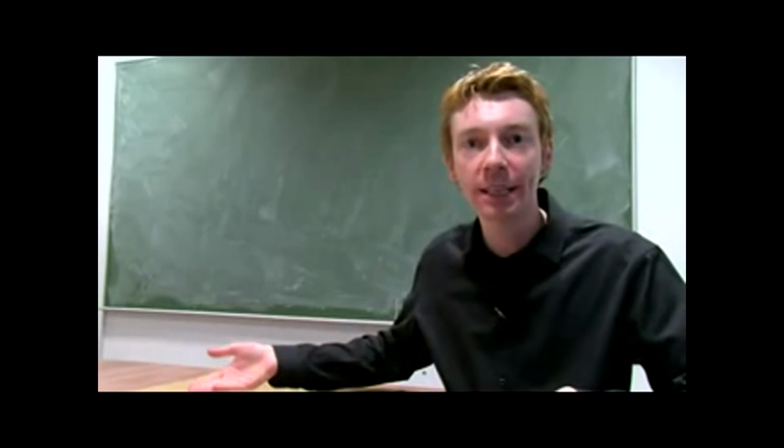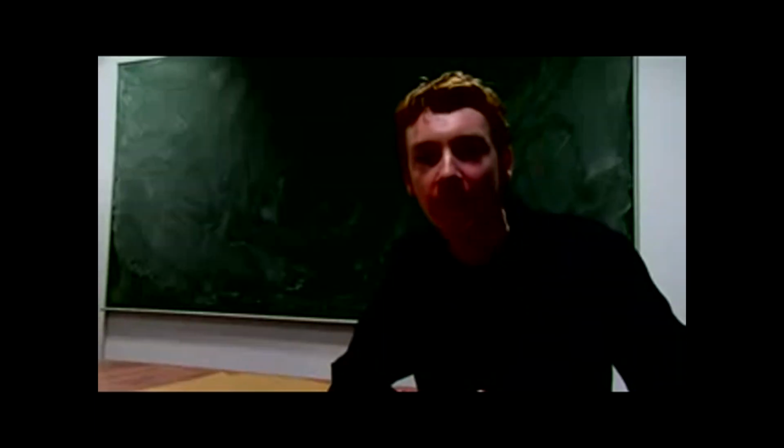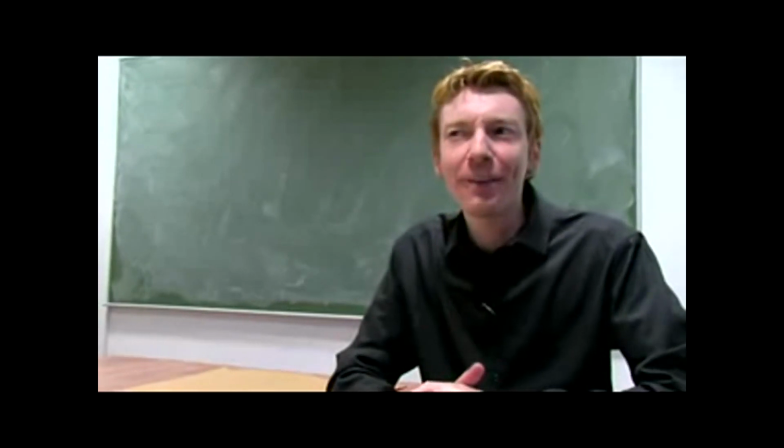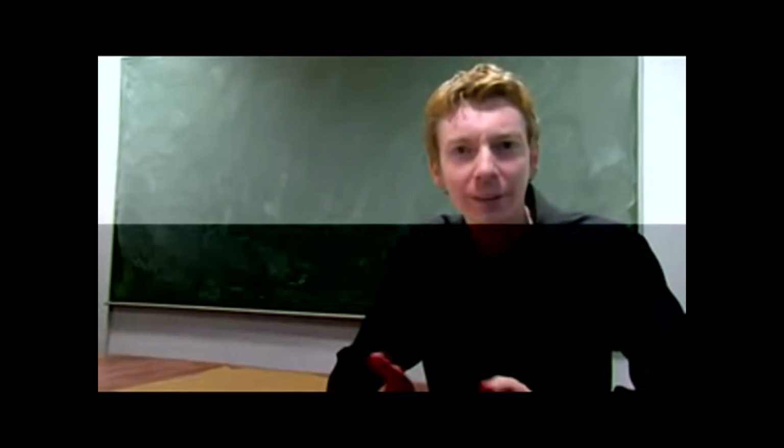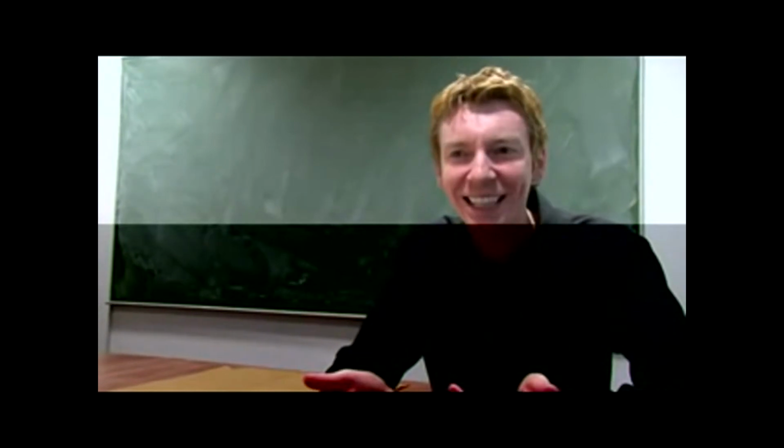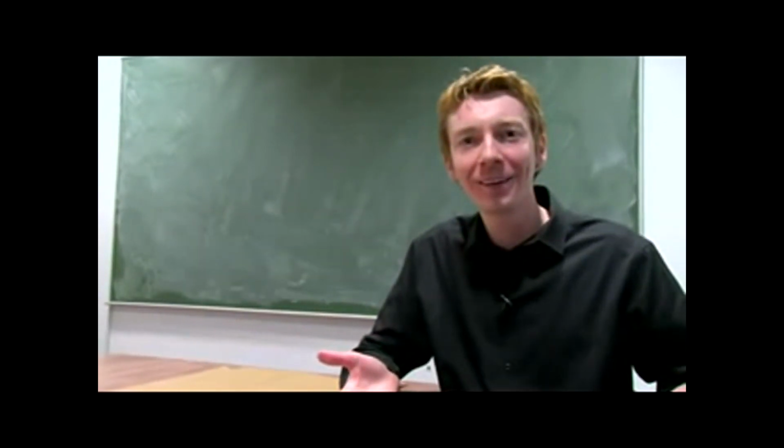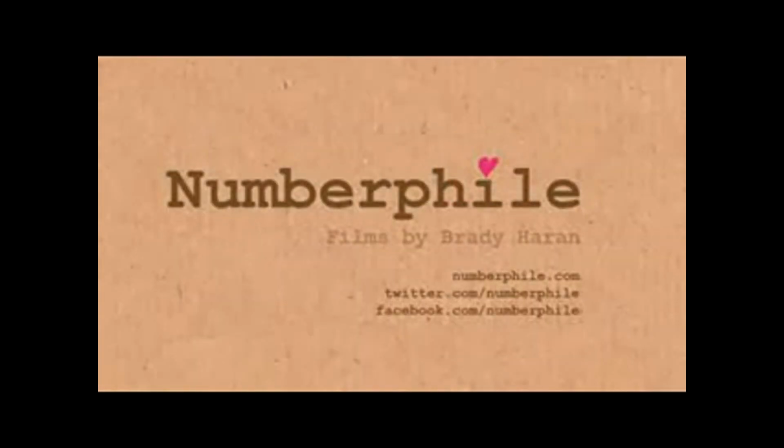If Grandi's series is 0, that means the light is off. If Grandi's series is 1, that means the light is on. If Grandi's series is a half, what does that mean? Is it half on, half off? Is it on and off at the same time? What do you think?